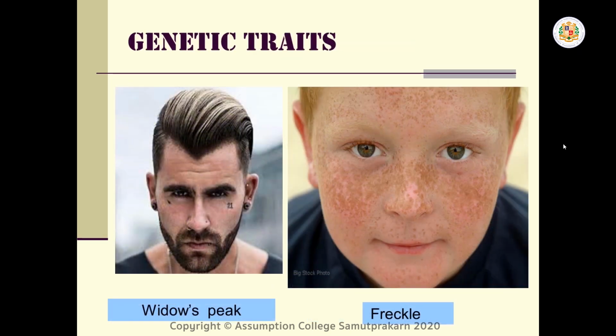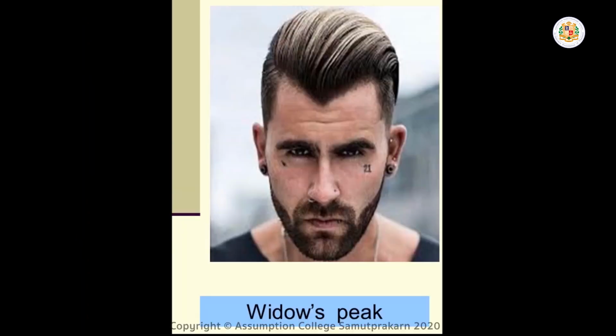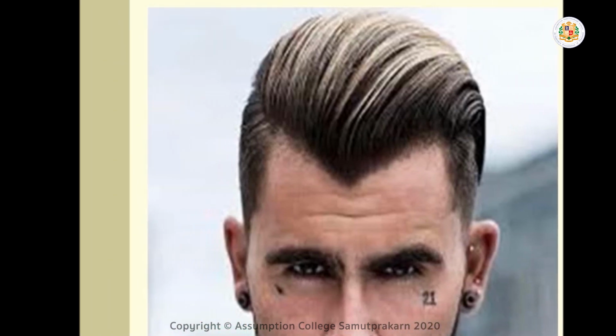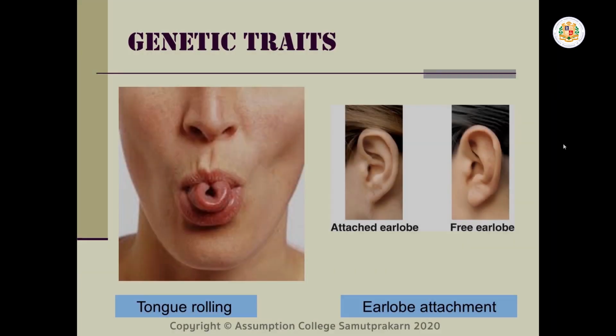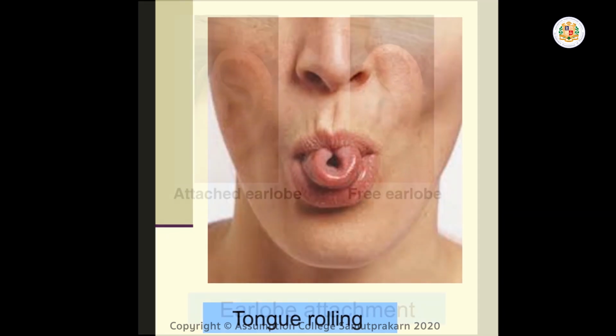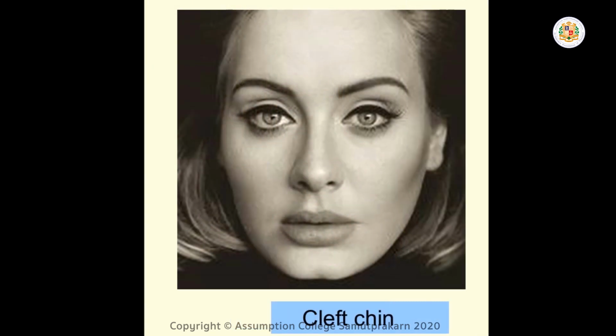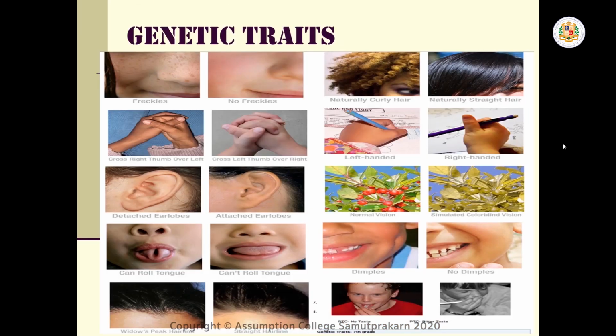Some of the genetic traits are very obvious, especially when it comes to some facial features. For example, the shape of the forehead. Some might have this V shape, which we will call widow's peak, freckle for some skins, tongue rolling, earlobe attachment, dimples, cleft chin. These features are always considered to be genetic traits, or something that could always be inherited by the offspring from their parents.